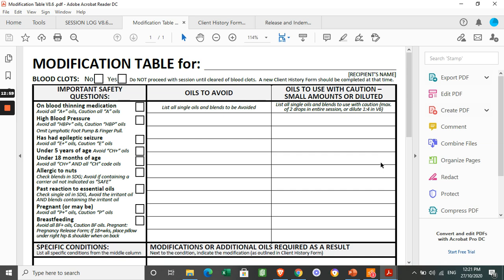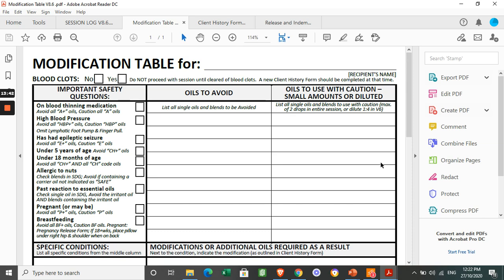Now let's talk about what a small amount is, or when I'm using an oil with caution. What we mean when we say that is small amounts, typically 2 drops maximum in the entire session. So if you were going to add an oil that had to be used with caution for someone with high blood pressure, and you just wanted to add it to their carrier oil today because you felt it would support them in other areas of their life, then you would only use 2 drops absolute maximum in the volume of base oil that you're going to be applying to the body.